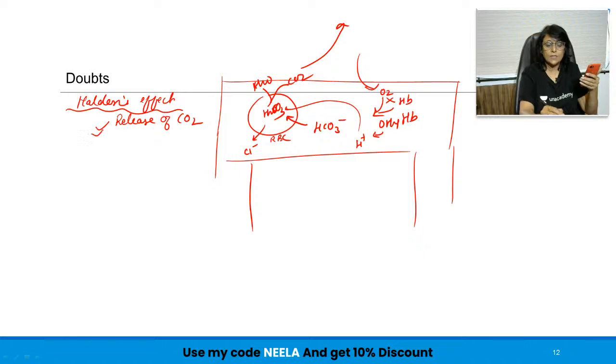So this release of carbon dioxide, how does it take place? Bicarbonates go in, chloride comes out, then H+ is also required, which is coming from oxyhemoglobin, which is acting as an acid. This whole process is called Haldane effect. Is it clear, Zara? Is Haldane effect clear?